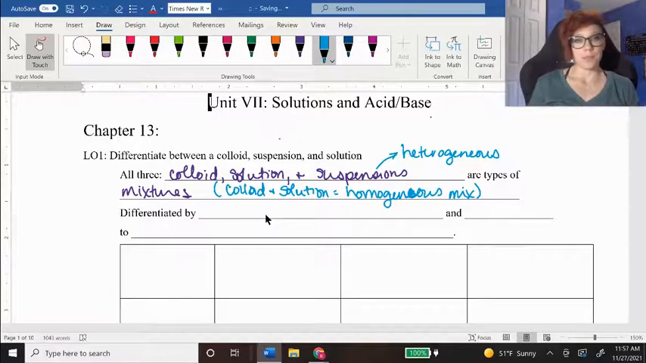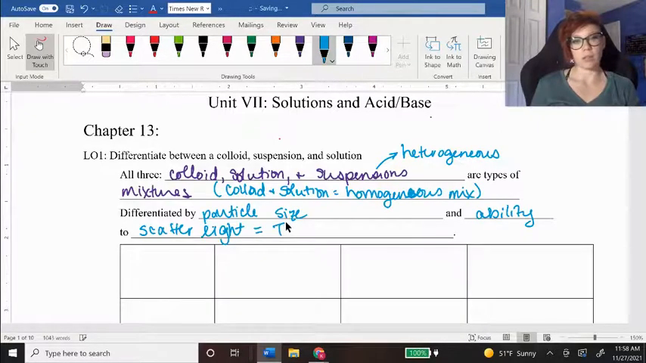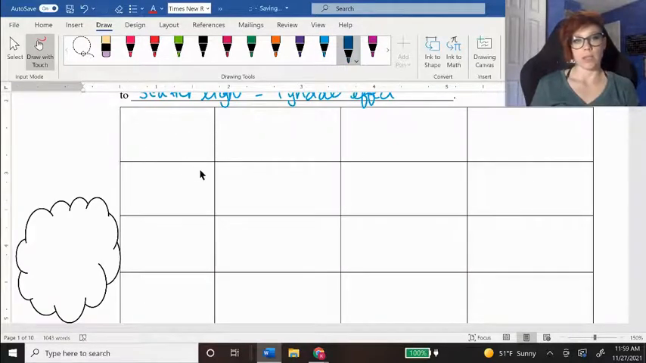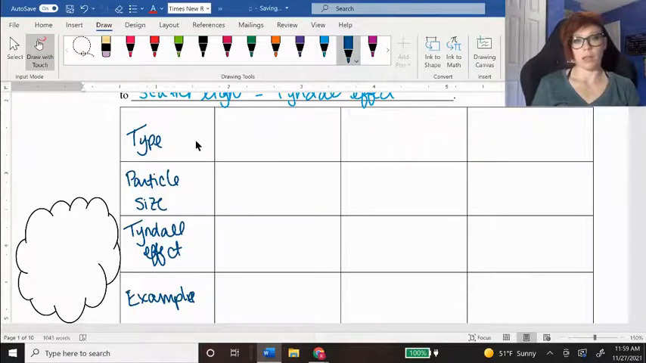All three of these types of mixtures are differentiated by particle size as well as their ability to scatter light. The ability to scatter light is called the Tyndall effect. So we're going to put this in a table to explain the difference between the different types of mixtures. The first is the type of mixture, and then we're going to differentiate these by particle size and the Tyndall effect, which again is that ability to scatter light.